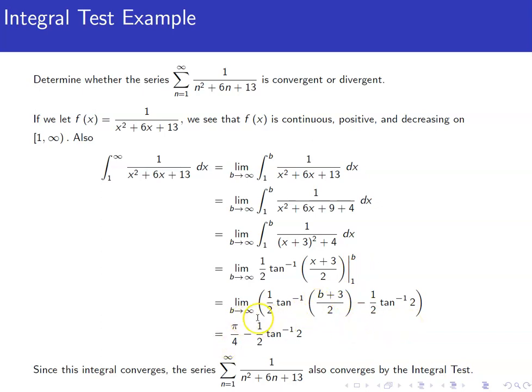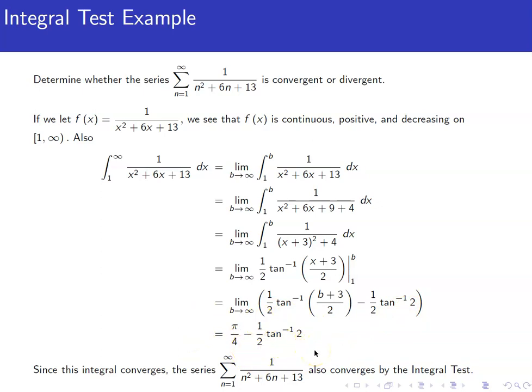As b goes to infinity, certainly b plus 3 over 2 goes to infinity. So our inverse tangent of something going to infinity goes to pi over 2. Times 1/2 gives us pi over 4. When we plug in 1, we get inverse tangent of 2. So when we evaluate this limit, we'll get pi over 4 minus 1/2 inverse tangent of 2.